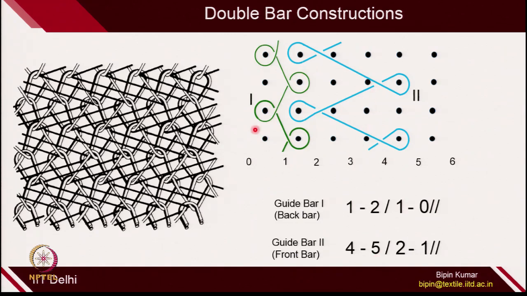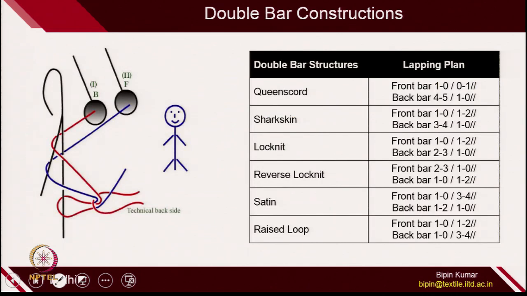Now, you can understand the lapping plan, especially these numbers or digits and their sequence is very important in terms of fabric design in warp knit categories. So, lapping plan is the key in fabric designing in warp knit constructions. There are other double bar constructions and some generic names here and their lapping plans are shown in this way. From the understanding point of view, what is more important is that you understand the sequence of these numbers.